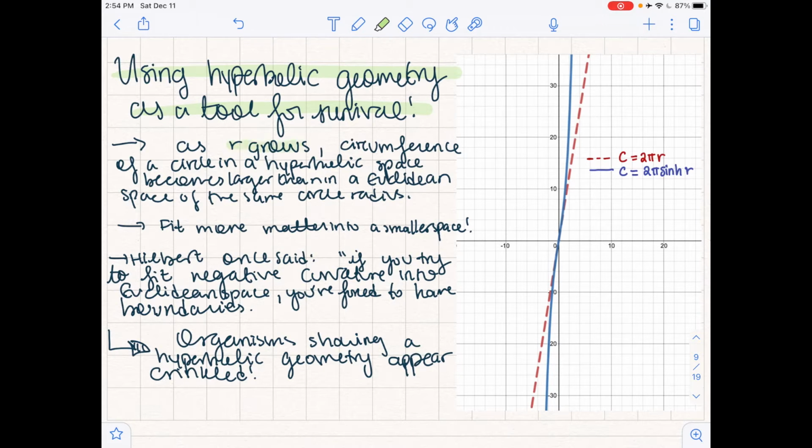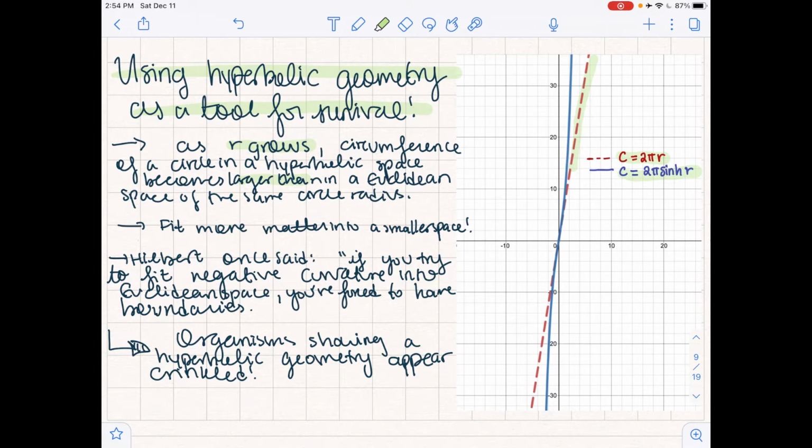As r grows, the circumference of a circle in hyperbolic space becomes larger than the same circle with that same radius in a Euclidean space, as shown in this diagram. As we showed in our math section, the circumference of a Euclidean space is 2 pi r for a circle, while in a hyperbolic plane, it would be 2 pi sinh r. As we showed here on our graph, the circumference in a hyperbolic space is growing faster. Therefore, at a given same radius, a hyperbolic space circle would be larger than that of a Euclidean circle.